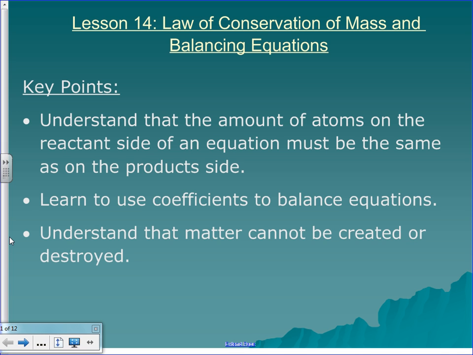Learn to use coefficients to balance equations. Remember that coefficients are those big numbers that we put at the beginning, or in front of compounds in a reaction to make them balance, okay? And understand that matter cannot be created or destroyed.